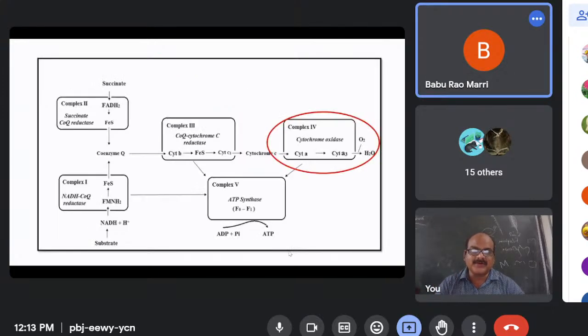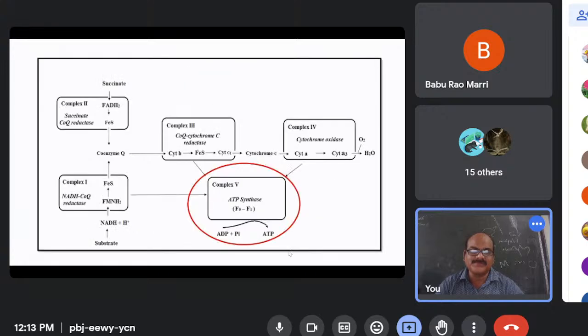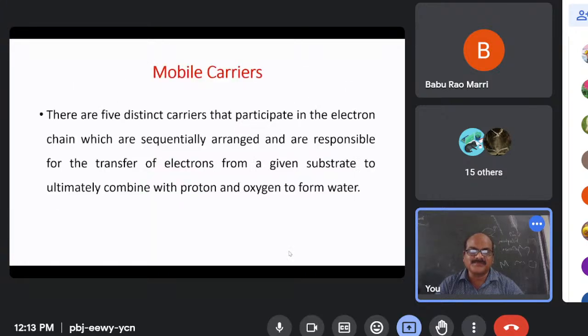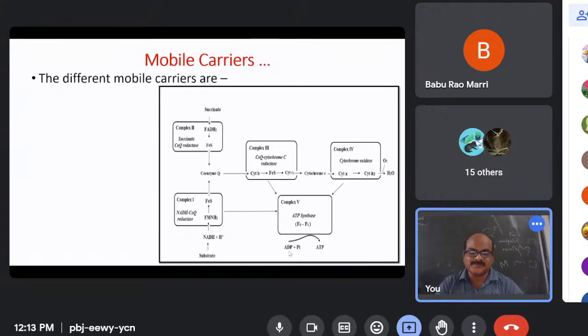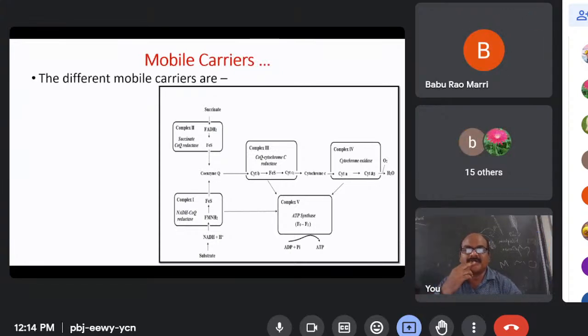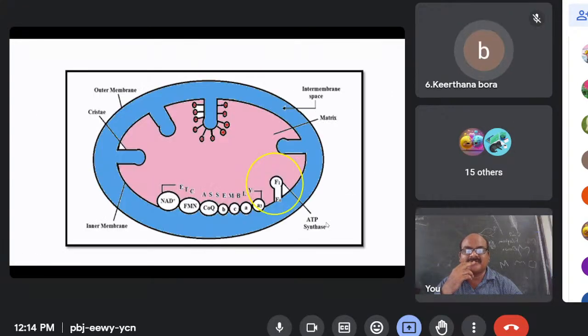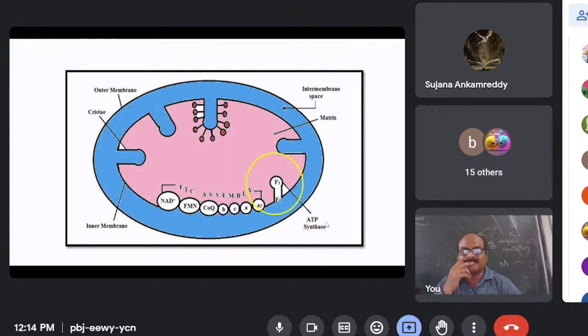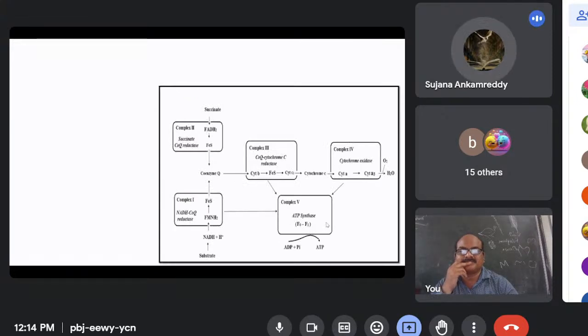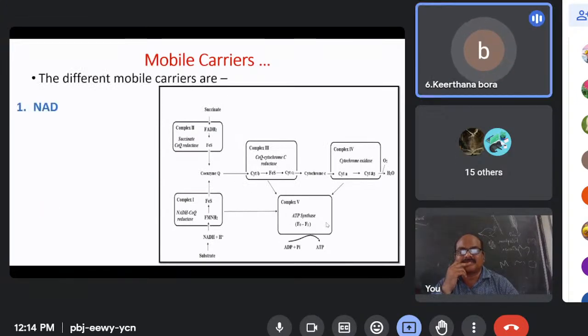Then what is complex 5? ATP synthase, a multi-protein complex. So what are the different mobile carriers? There are 5 different types: NAD, flavoproteins, iron sulfur proteins, coenzyme Q, and cytochromes.